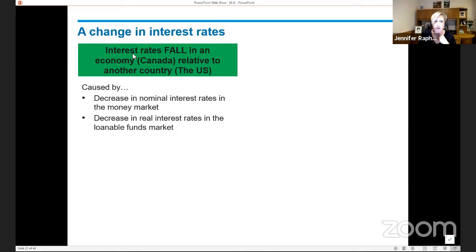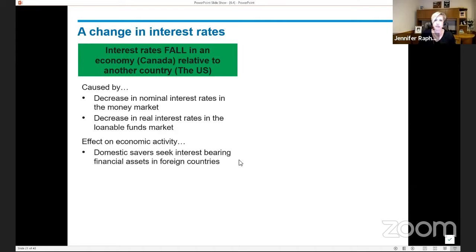We can just say all else equal, if interest rates in one country fall relative to interest rates in another country, how is economic behavior going to change? What we're going to see is that domestic savers, the people who have savings in a domestic economy, in this case, Canada, are going to seek interest-bearing financial assets in other countries.